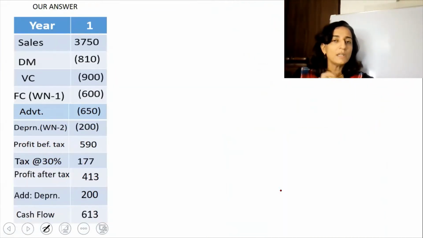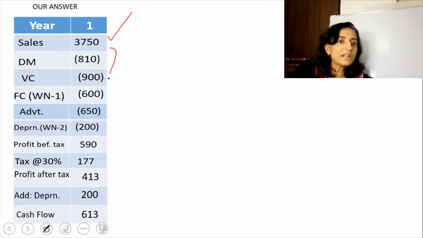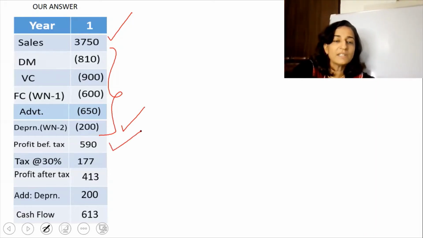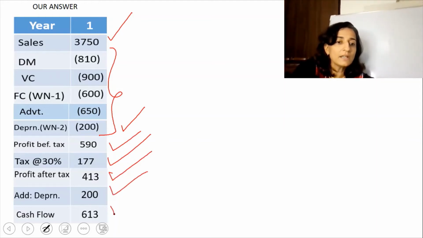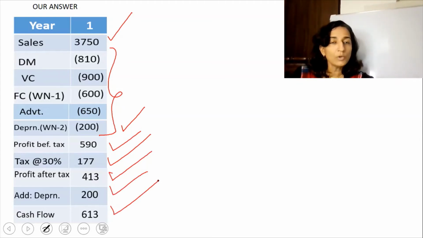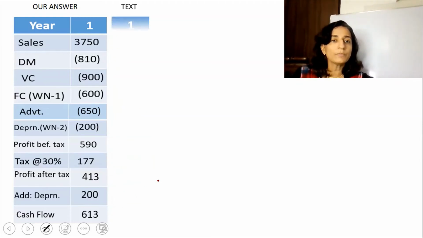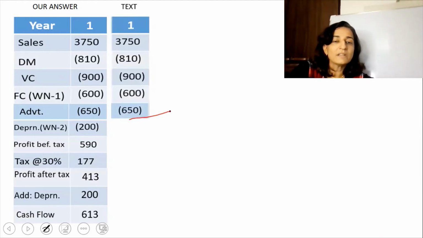Now in year one, if you see, what have we done to arrive at the cash flows? We have taken the sales and we have deducted all the expenses, including the depreciation, and then we have arrived at the profit before tax. Then we have calculated the tax at the rate of 30%. We arrived at the profit after tax, and we added back depreciation because that is not a cash outflow. And then we got the cash flow of year one. Now, if you see the textbook figure also, till advertisement, it is the very same figure. But in the textbook, what they have done is they have not reduced depreciation.